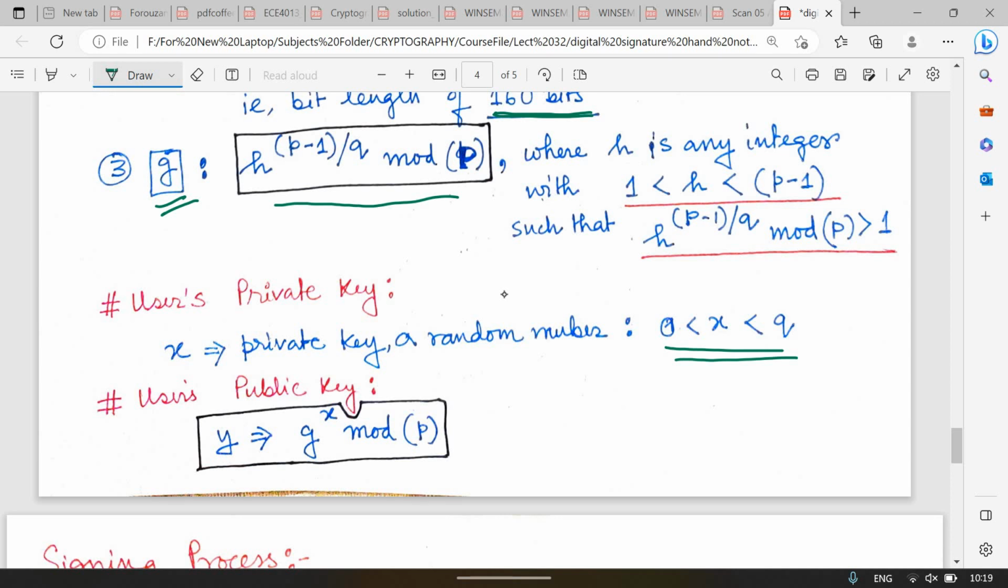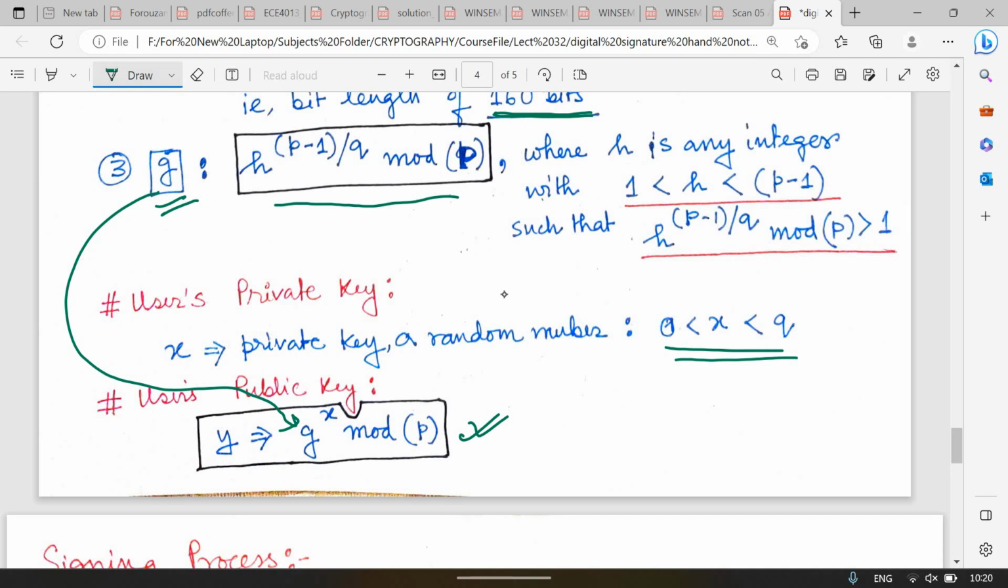Same thing. We have done this multiple times previously. The public key will be generated as G to the power X mod P, where G is given here. You can imagine, let's see the equations. They are very similar. There is not much difference. The only point is how you are generating that initial part. That's where the tweak is.